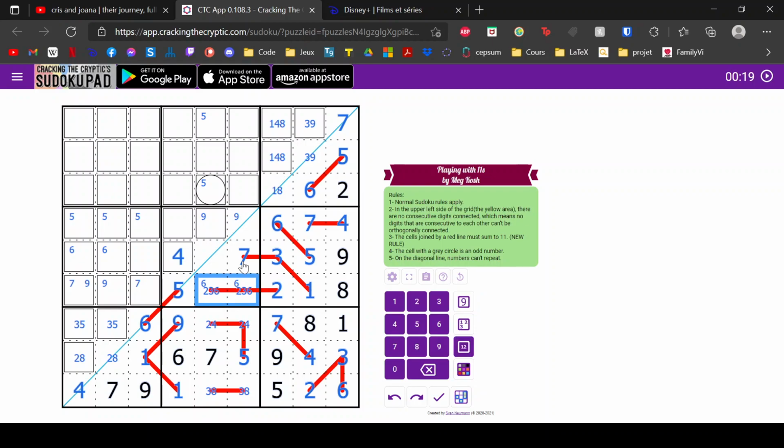We have a 3, 6 pair. So we're missing the 4. Okay, so it's 4. Whoops. 7, 9, triple.